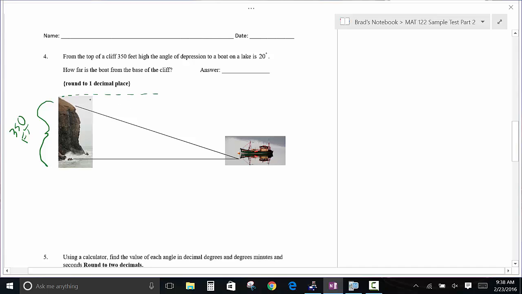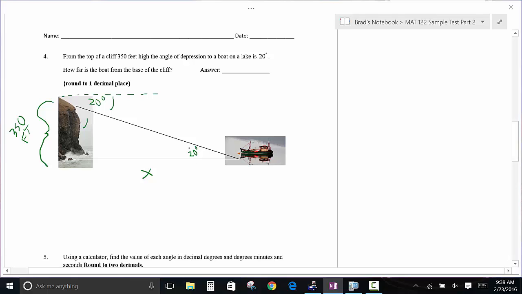So the angle of depression is actually this angle right here, okay? It's not this angle. Never fails, I always see students want to give that angle. This is the angle of depression. So that means this angle is the same. So that's the angle that you're going to be looking at in the triangle diagram. And then what you're wanting to do is find how far the boat is from the base of the cliff. So X is going to be that distance there, okay? So now you're all set up and you're ready to use trigonometry to find the value of X, okay?